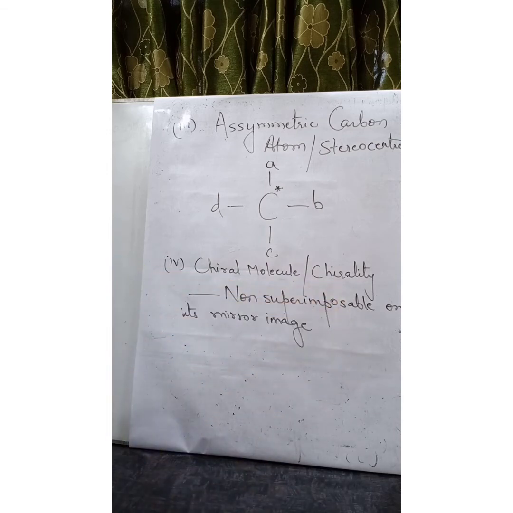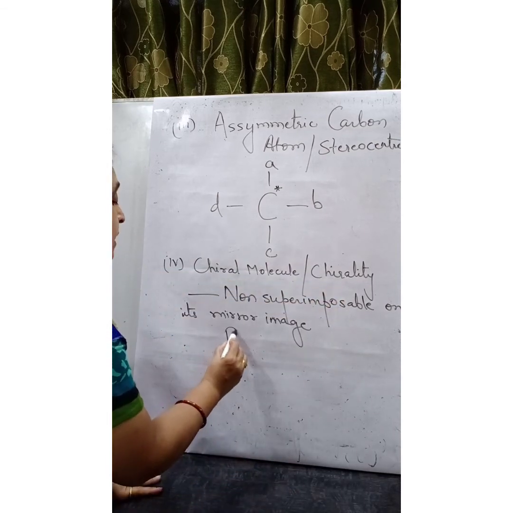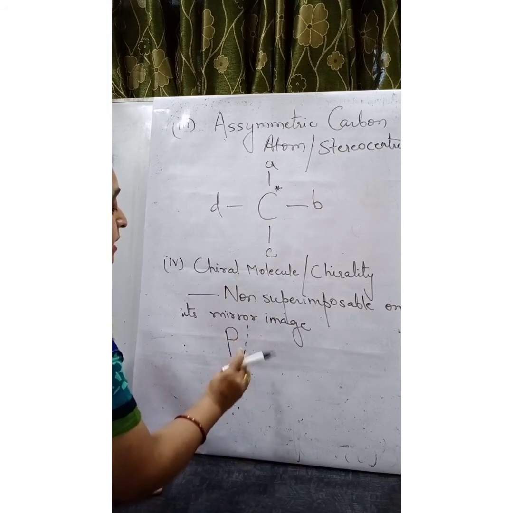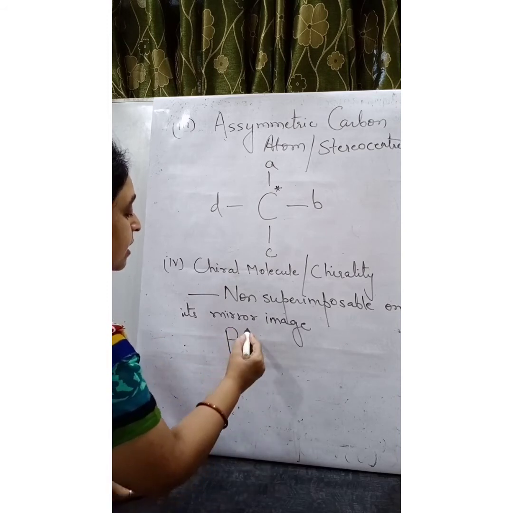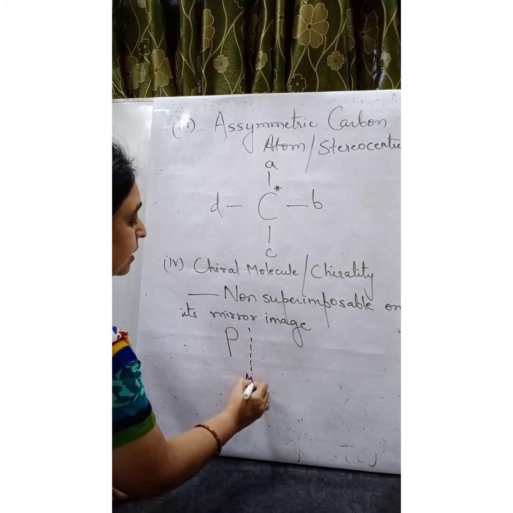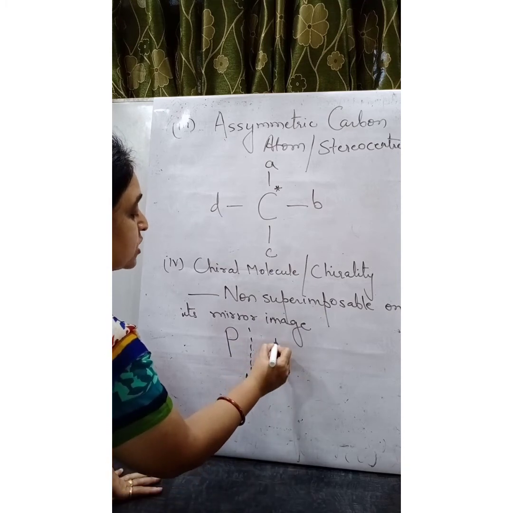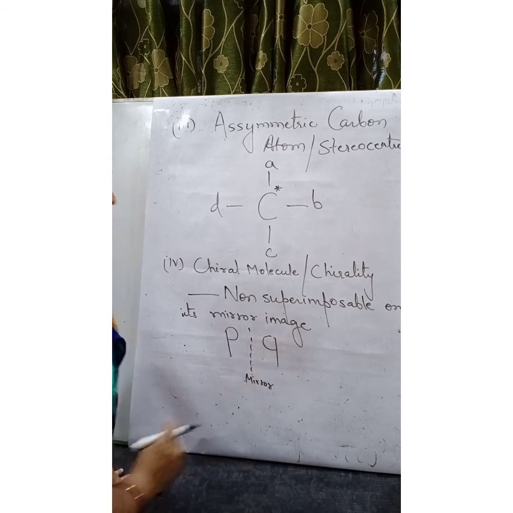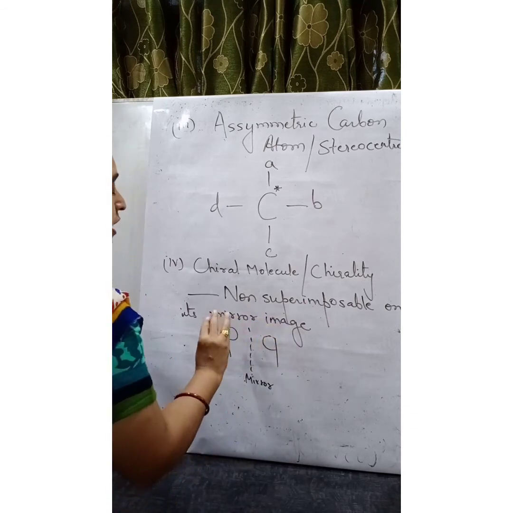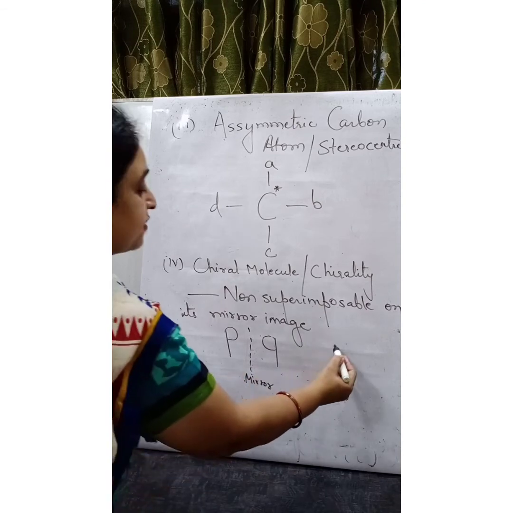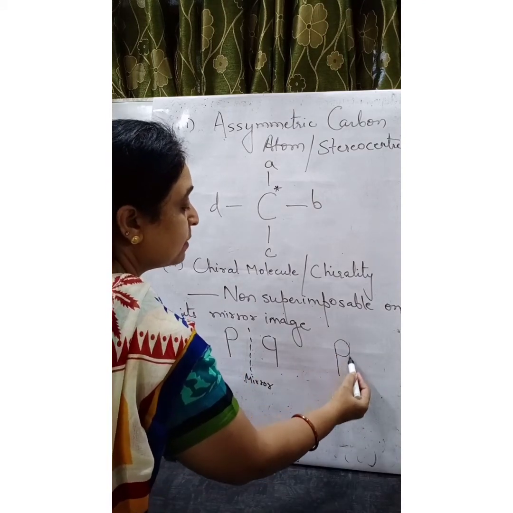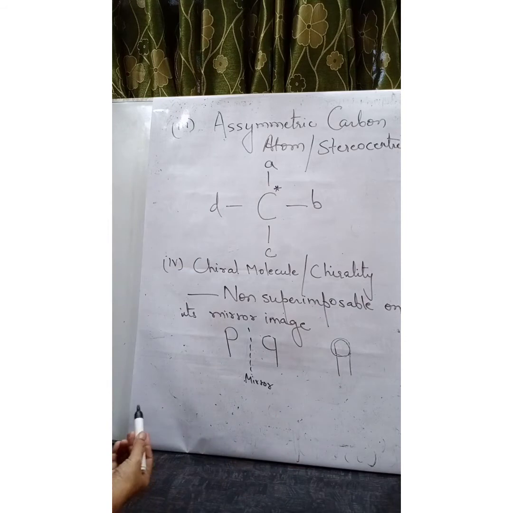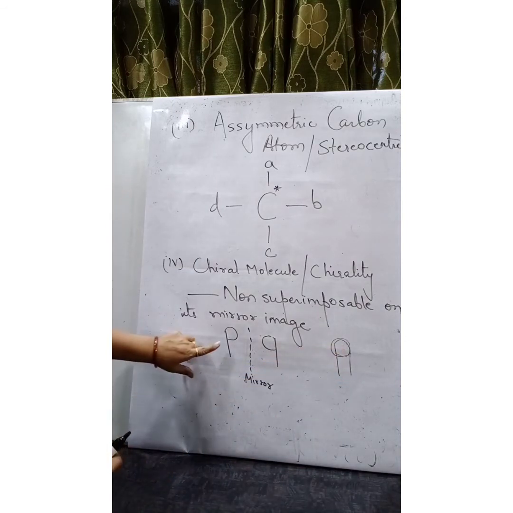For example, take a letter P. Take the mirror image of P. When you keep the mirror in front of it, the image obtained will be like this. Take this image and try to superimpose on this. So if I am taking this P and I am putting the mirror image on top of it, these images are non-superimposable. So this is known as chiral molecule or chirality.